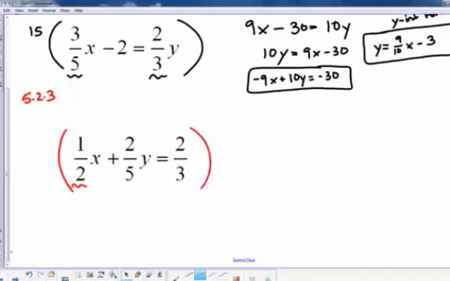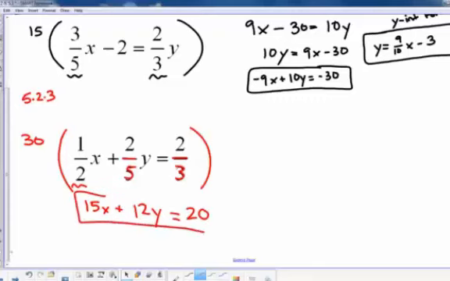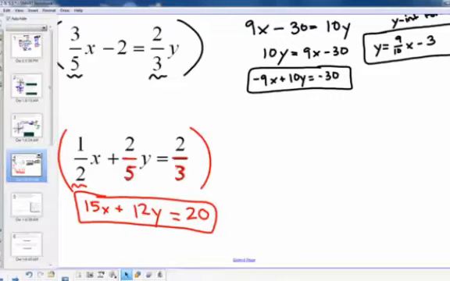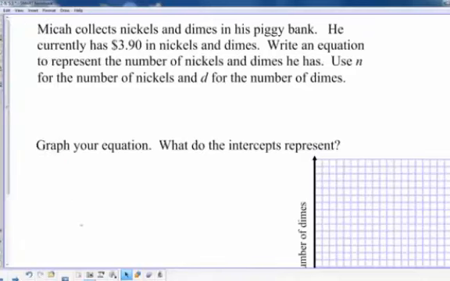So if we multiply this whole thing by 30, we're going to get 15x plus, so I'm thinking 30 divided by 5 is 6, and 6 times 2 is 12. And then I'm thinking 30 divided by 3 is 10, and 10 times 2 is 20. And that's standard form. I'm just going to leave it at that. It's not asking us to find other forms. But that's going to be way easier to analyze without the fractions. So the first step is also to get rid of fractions.